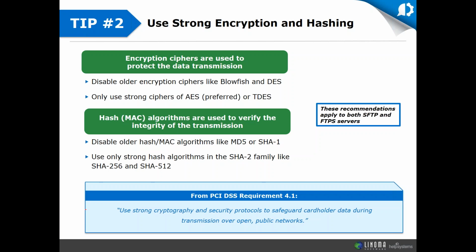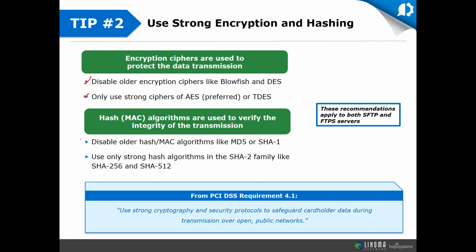If several ciphers are available, the server and the client should attempt to use the strongest cipher in their respective lists. Now you should be able to configure which encryption ciphers you want to support in your SFTP or FTPS server. And it's recommended to disable older encryption ciphers like Blowfish and DES in your system and only use strong encryption ciphers like AES or Triple DES. And if you had to choose between the two, you definitely want to choose the AES cipher because that's the latest and most secure cipher available. If the trading partner tries to connect to you with a weak cipher, then your SFTP or FTPS server should reject that connection.